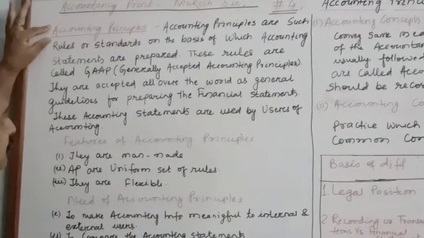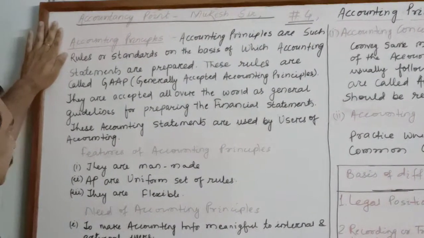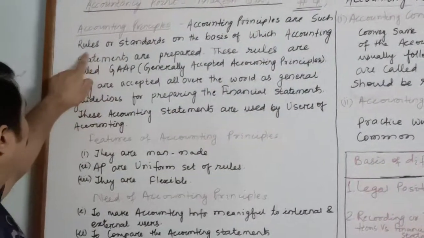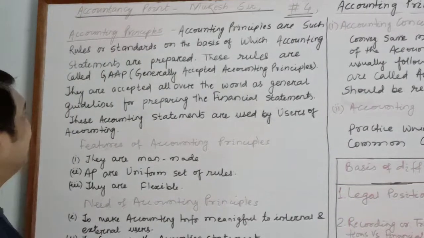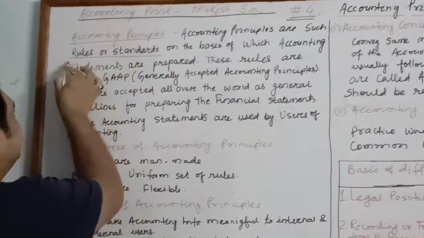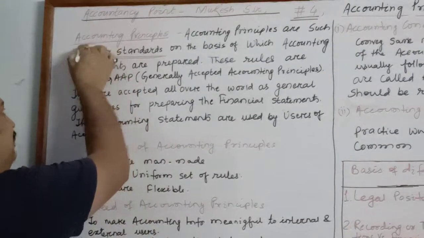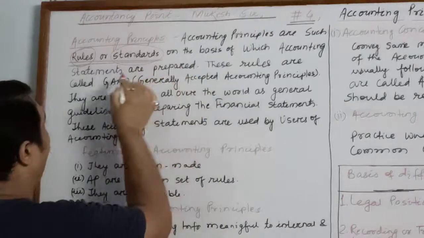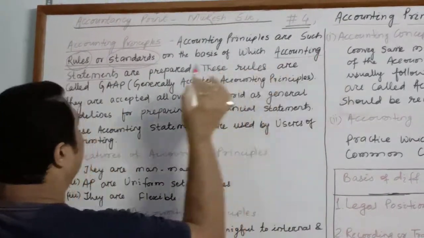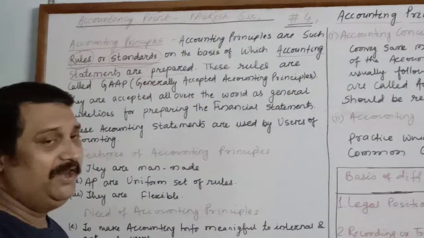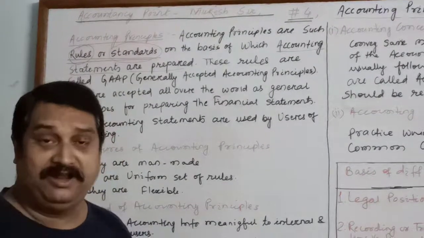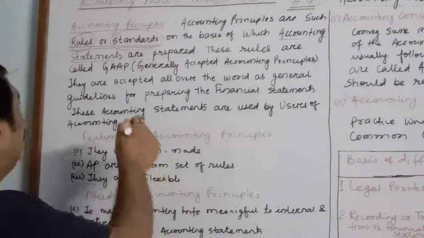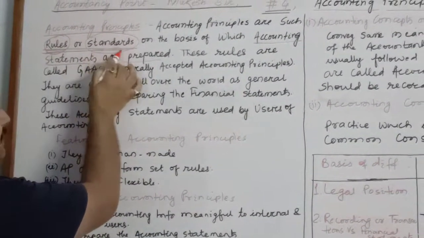Let us understand first of all what is an accounting principle. Accounting principles are such rules or statements or standards. They are those rules and those standards on the basis of which accounting statements are prepared. The various accounting statements like trading account, profit and loss account, balance sheet, they all are prepared on the basis of these rules and standards.